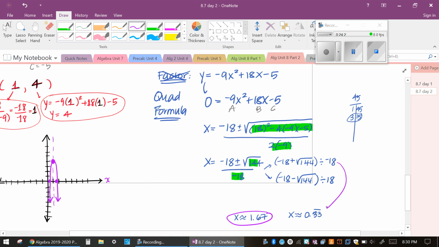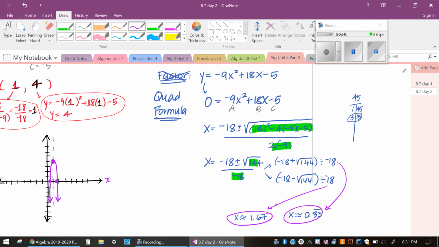So this one's going to give you this answer. Negative 18 minus 12 is negative 30, and negative 30 divided by negative 18, I forgot to put my negative there, will give you the 1.67. So you get the same answers. Now on your homework, you will be allowed to choose whatever strategy works best for you. Just be careful that if something cannot be factored, you're definitely going to have to use the quadratic formula, but you should be getting the same answer.